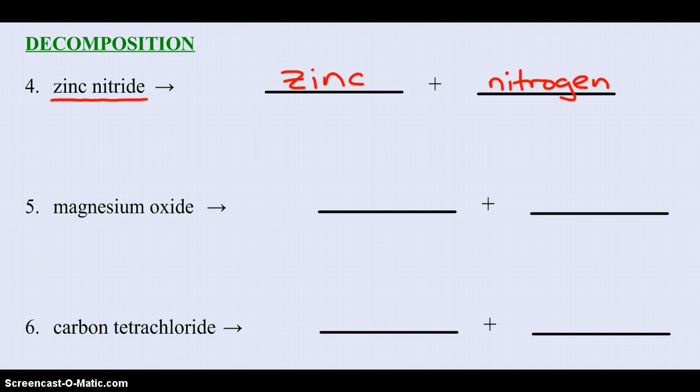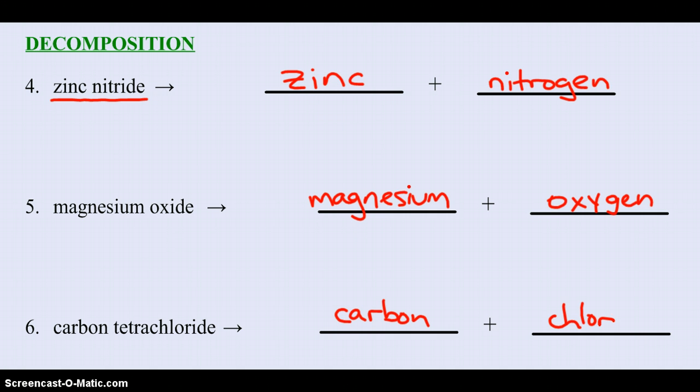Likewise, magnesium oxide, you guessed it, is going to break down into magnesium and oxygen. And carbon tetrachloride is going to break down into carbon and chlorine. And so yes, it's just that simple. But again, we do want to practice our equation writing.